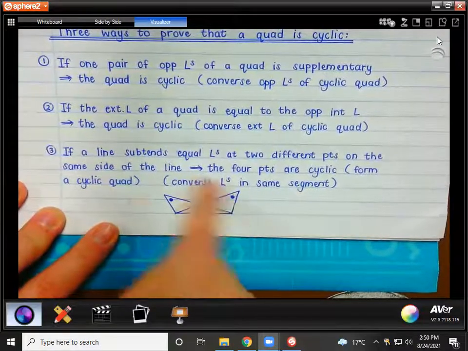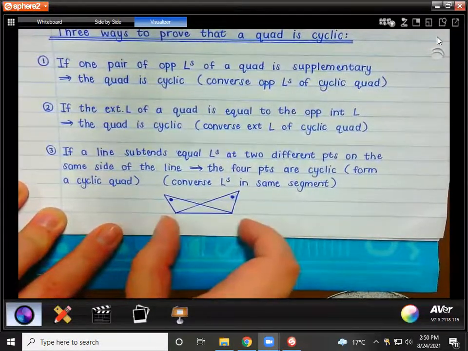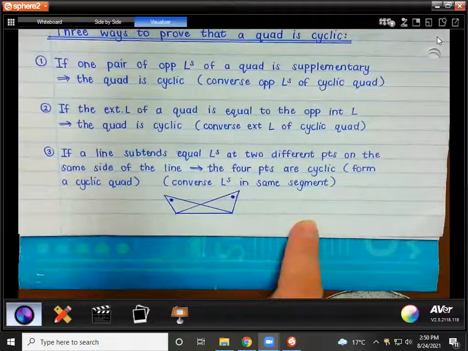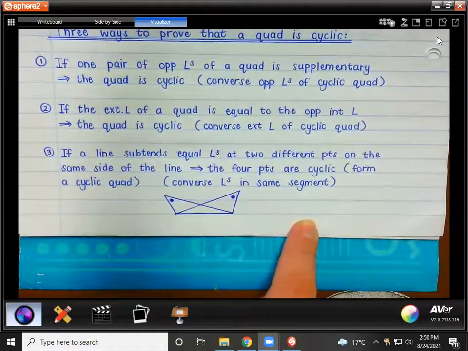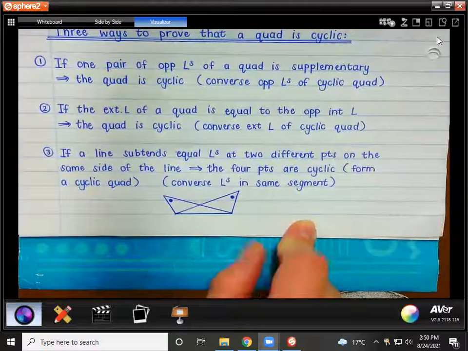All right. Now, if you have that, guys, remember they ask you to prove that something is a cyclic quad if it's not already drawn with a circle going through the 4 points. All right. So it will be a line somewhere.